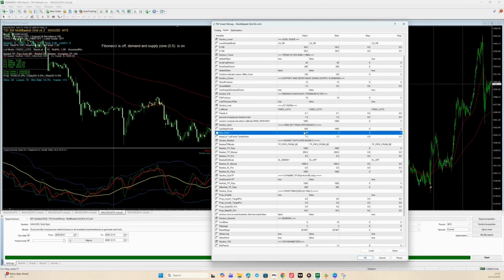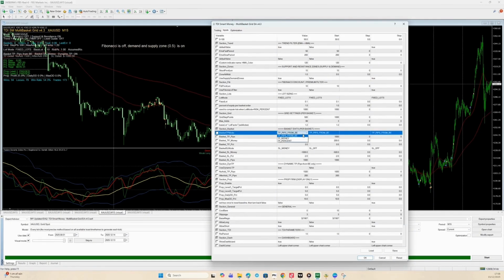So you can change the number of grid. Like I said here, I set this to 99. You can change it to whatever you want. Then the lot factor 1.2, you can decide to use. If you use 1, then it continues to use 0.1, 0.1, or 0.2, the same lot size.